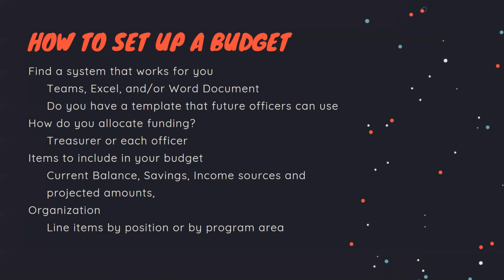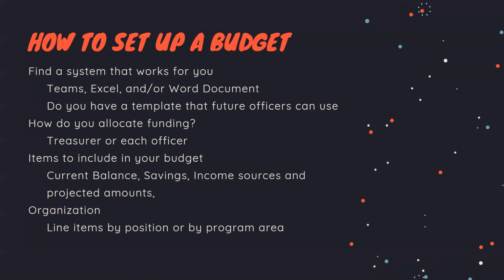And so, maybe you want line items organized by position. And so it could be that you give a certain amount to the president, a certain amount to the secretary, to the treasurer, so on and so forth. And then those officers are responsible for spending within that area.